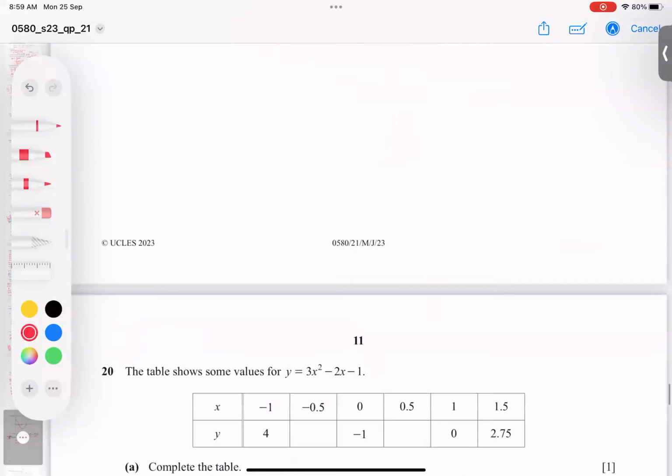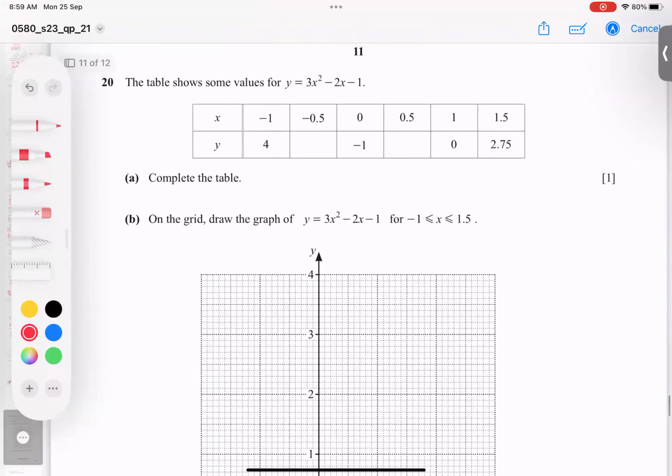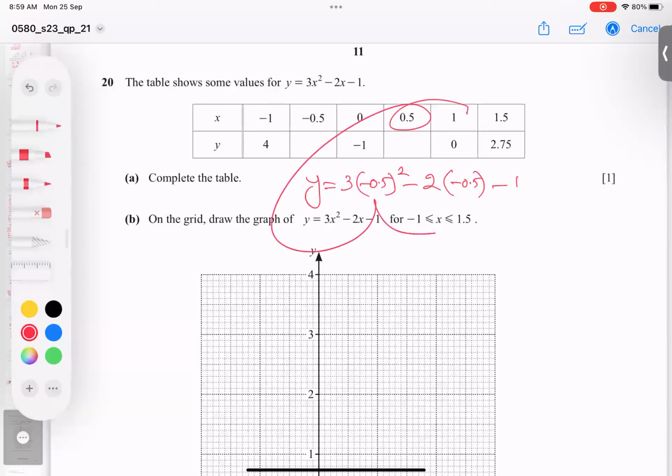Okay, so next is question number 20. Here some values are missing, and make sure of one thing: because of this power 2, some students don't put brackets when they type in the calculator. So please make sure brackets are very, very important, especially under power 2. So I'm keeping this value here and here, negative 0.5 and negative 0.5. And then you will plug in 0.5 here and here.